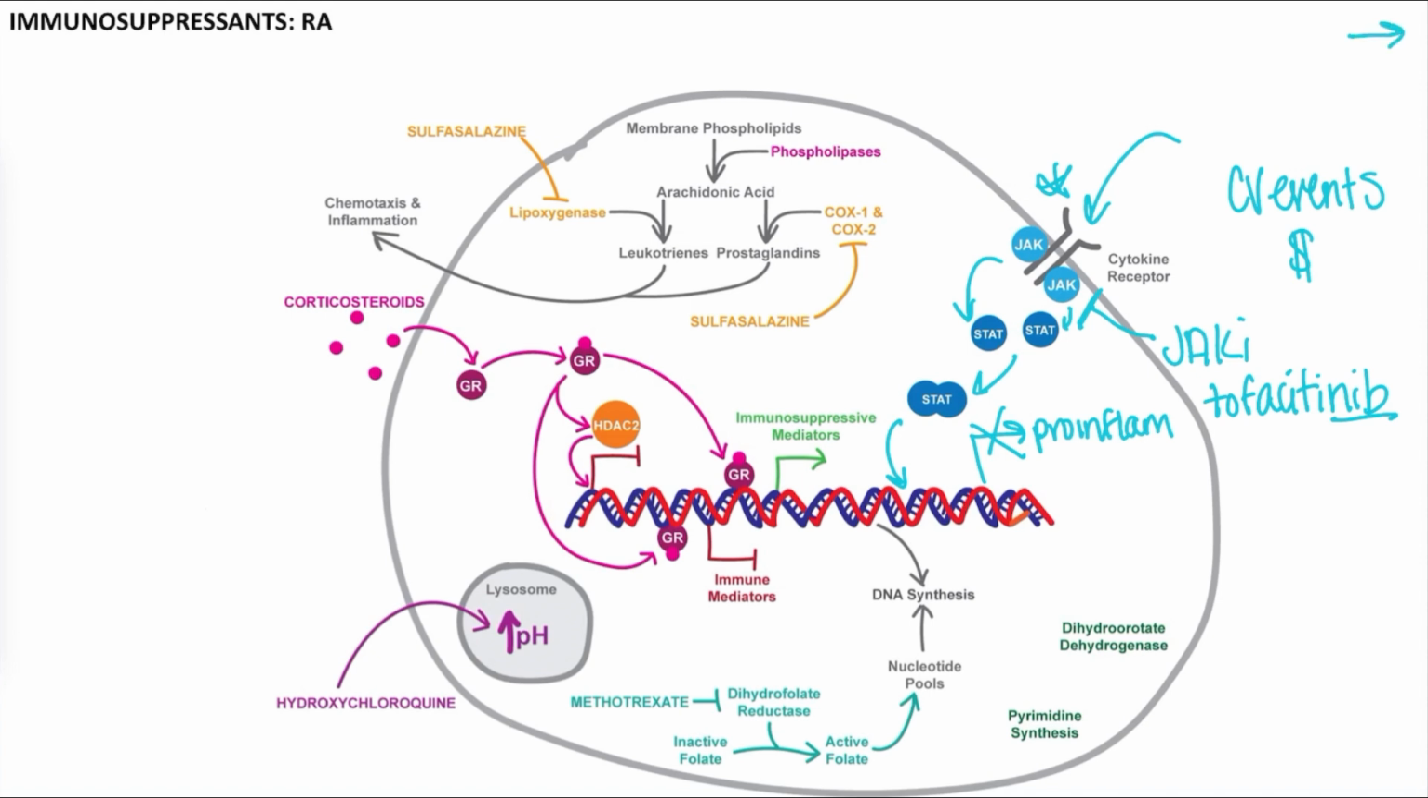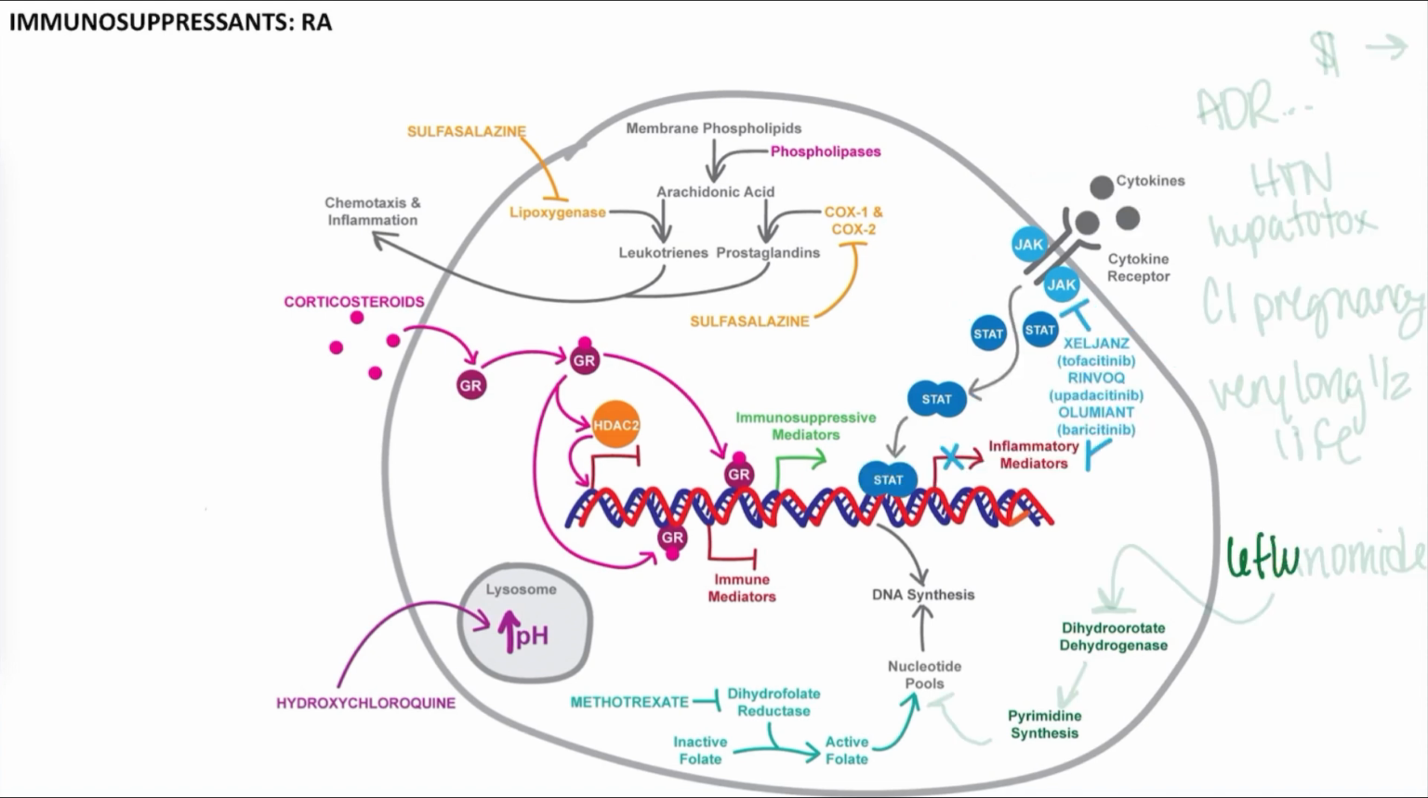And the final agent for this video will be leflunomide, which is a prodrug, and after administration, it is metabolized rapidly to its active metabolite, teriflunomide, which demonstrates immunosuppressive effects through its inhibition of dihydroorotate dehydrogenase, which is an enzyme responsible for mitochondrial de novo pyrimidine synthesis. So by depleting these pyrimidine pools, there is an inhibition of immune cell proliferation and function.